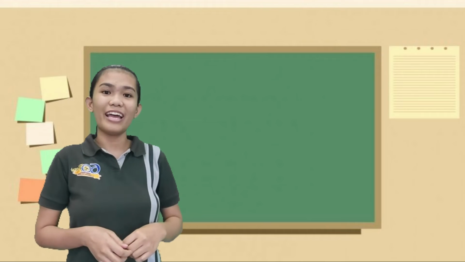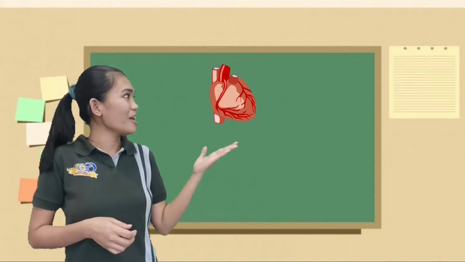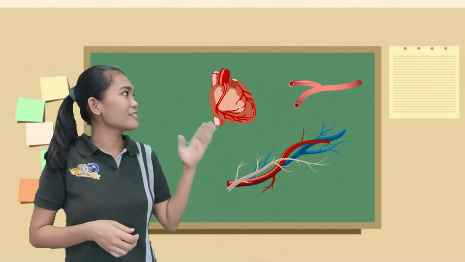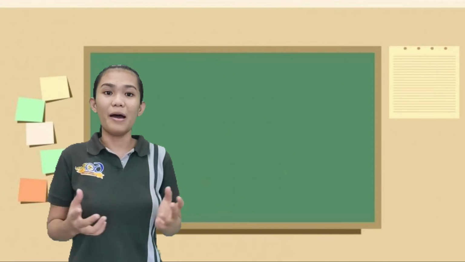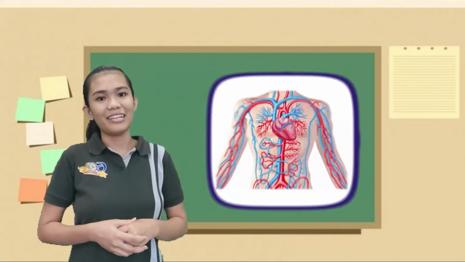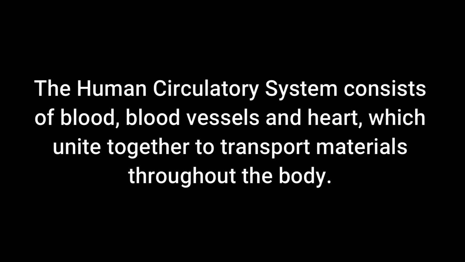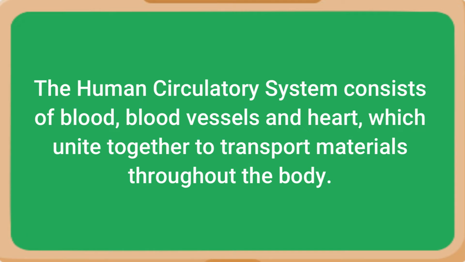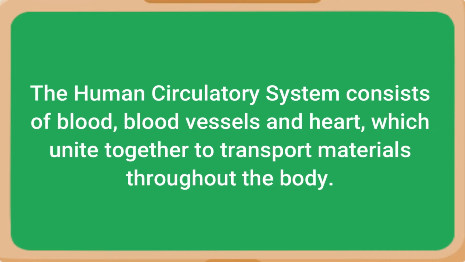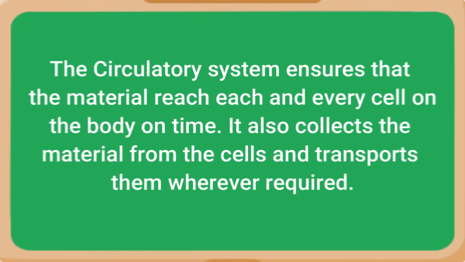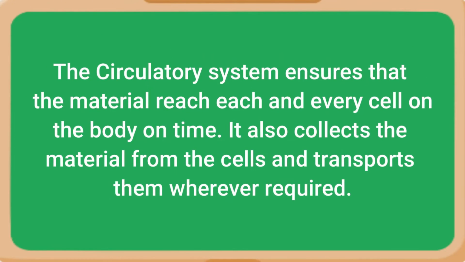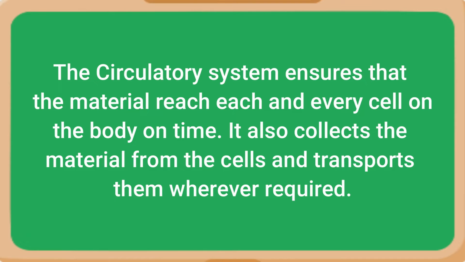Correct! Our lesson for today is all about the heart, the blood vessels, the arteries, and anything that makes up our circulatory system. The human circulatory system consists of blood vessels and heart, which unite together to transport materials throughout the body. The circulatory system ensures that the material reaches each and every cell of the body on time. It also collects the materials from the cells and transports them wherever required.